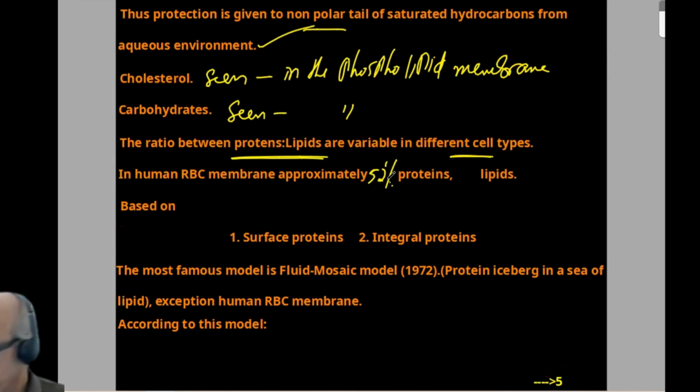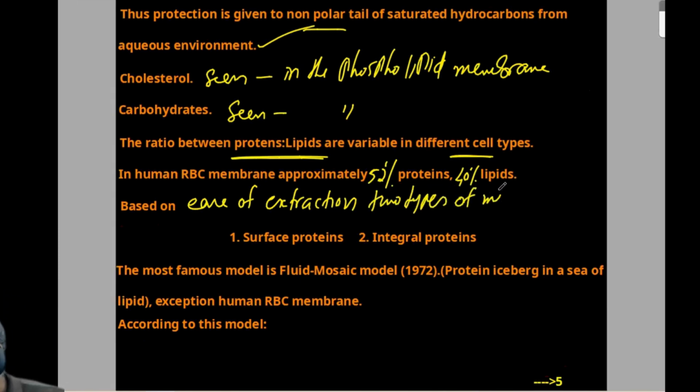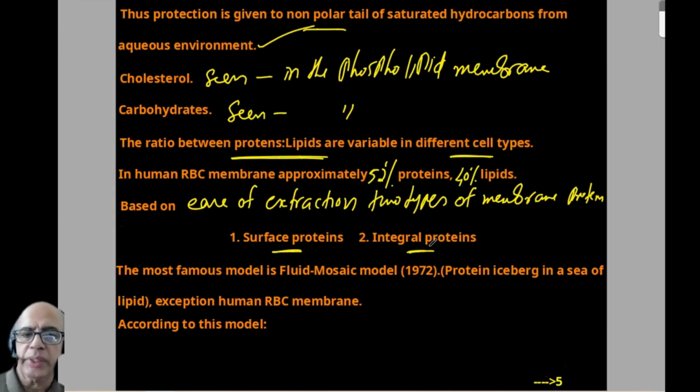52% proteins and 40% lipids. So important value. Now, based on ease of extraction, how we can extract it, there are two types of membrane proteins. The NCERT diagram is very clear. One is surface protein, that is on the outer surfaces. The other is integral, deep inside. That is how the term came.